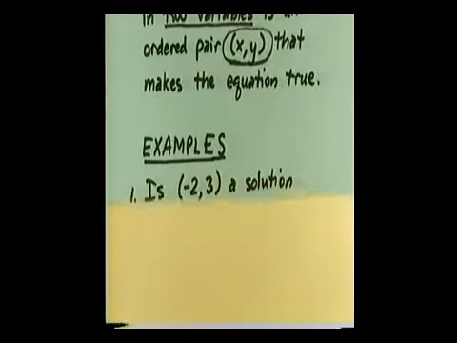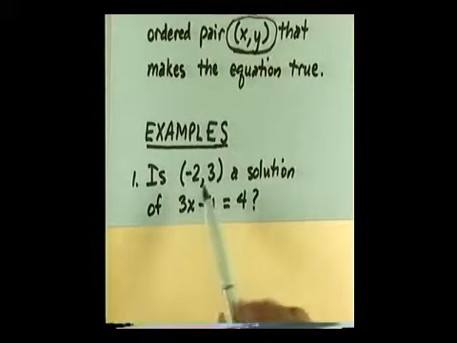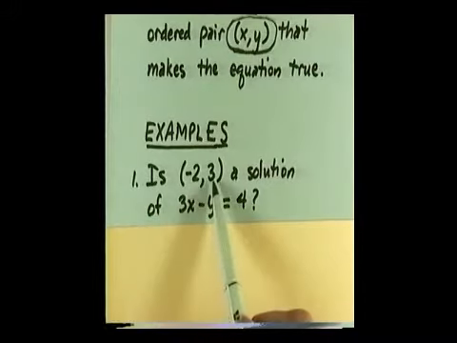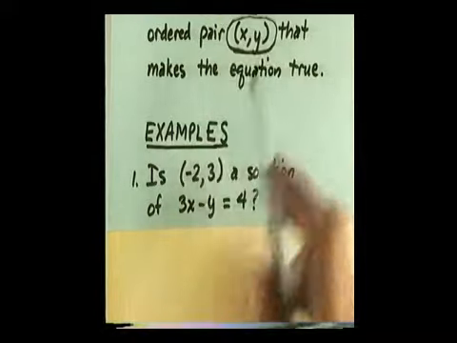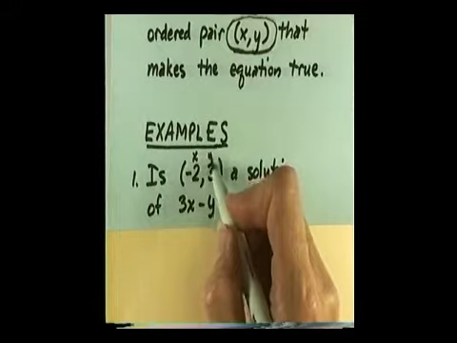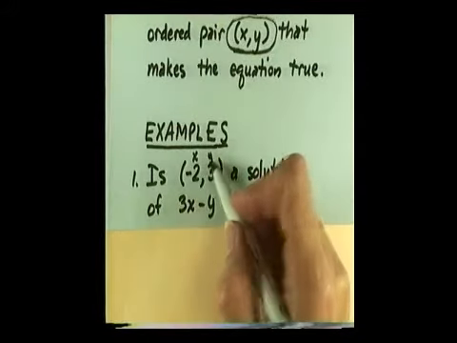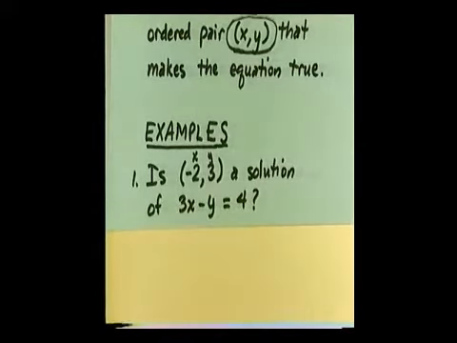Let's take a look at an example. First, is negative 2, 3 a solution of 3x minus y equals 4? Notice that we have an ordered pair, negative 2, 3. The ordered pair is in the form x, y, which means the negative 2 is the x value, and the 3 is the y value. Our tradition is to make these numbers come in alphabetical order as far as the variables are concerned.